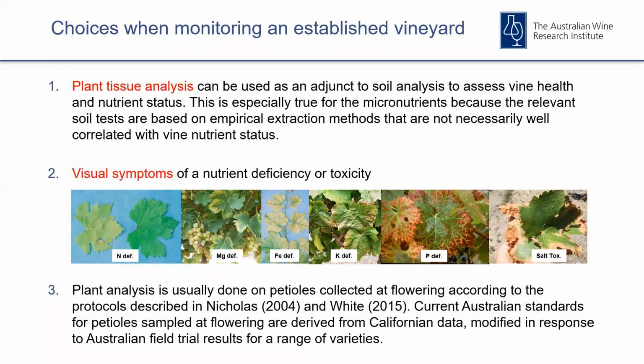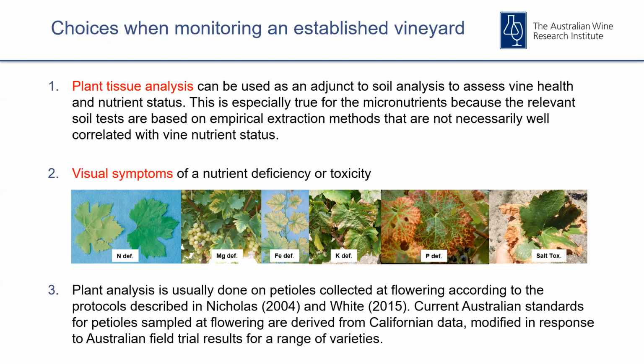So I've just put up some different images of nitrogen deficiency, magnesium deficiency, iron deficiency, potassium and phosphorus deficiency, and also salt toxicity. And a lot of the plant tissue analysis is done on petioles collected at flowering, according to the protocols that are described by Nicholas and White, and then those are compared to the Australian standards that have been synthesised from data from California and other work here in Australia.